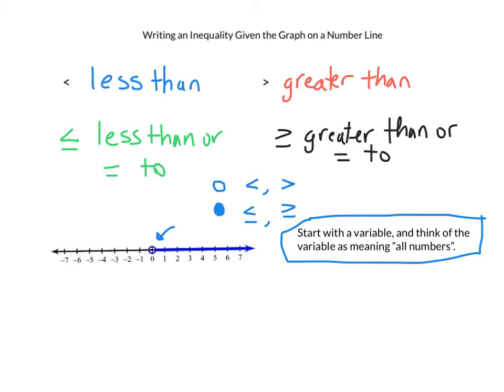All right, so it says start with a variable. I'm going to pick x just because it's the most common. So that's what it means. Put your x down, write it down. Now we need to choose either less than, greater than, less than or equal to, or greater than or equal to.